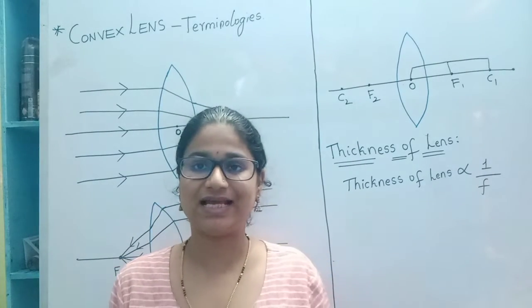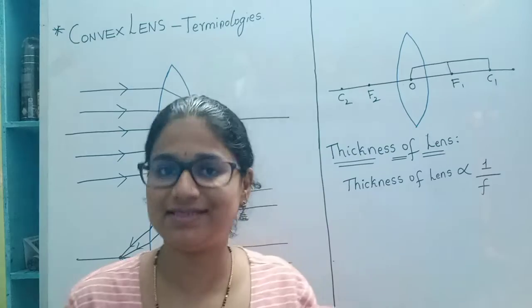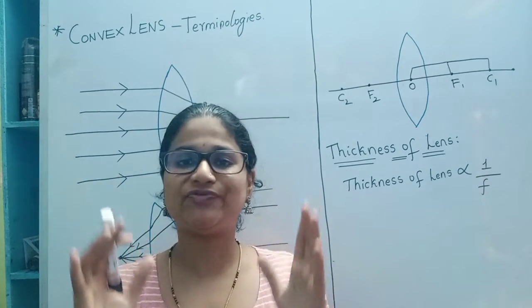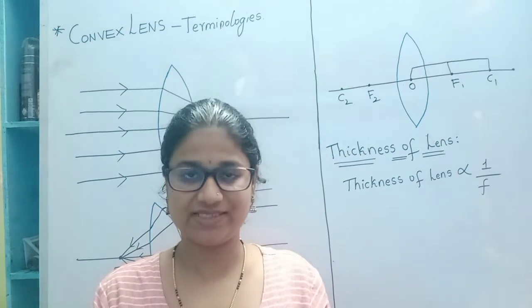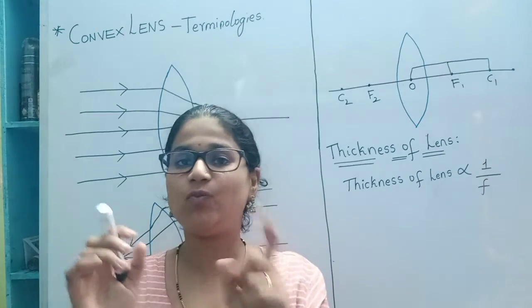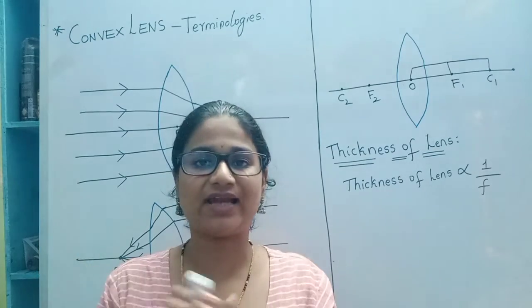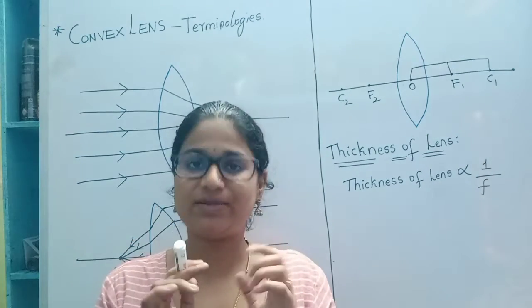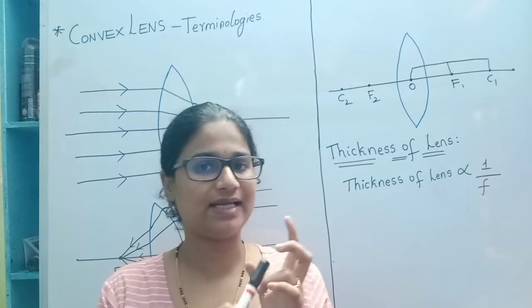So in the last class we were discussing the lenses, okay? Lenses are nothing but transparent media having two refracting curved surfaces. It might have only one, otherwise two refracting curved surfaces. Those are called lenses. We have two types of lenses, as we all know, convex and concave.